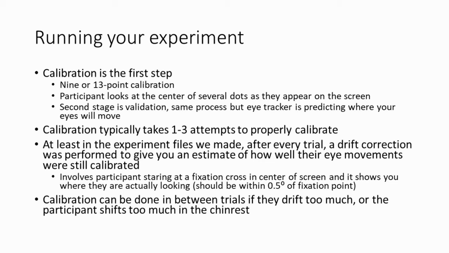Between each trial, you can opt to do drift correction checks, which just presents a fixation cross in the center of the screen. So after they read each sentence, if they've shifted in the chin rest at all, or if you're not using the chin rest and the eye tracker has lost track of their eyes, it will tell you between each trial, and then you can recalibrate them if this drift correction is above 0.5 degrees of accuracy. You can just opt to recalibrate, which only takes a few minutes. Katy's going to cover the rest.